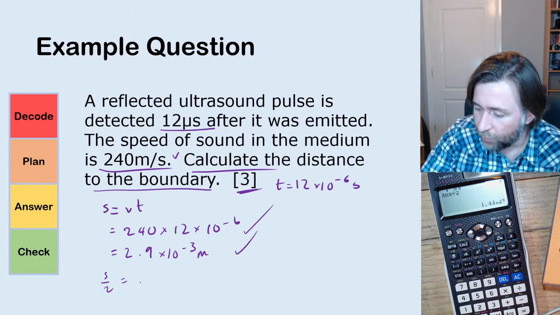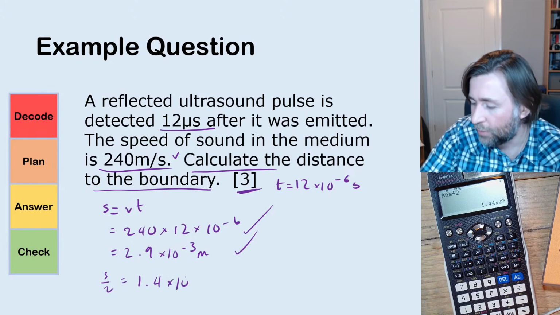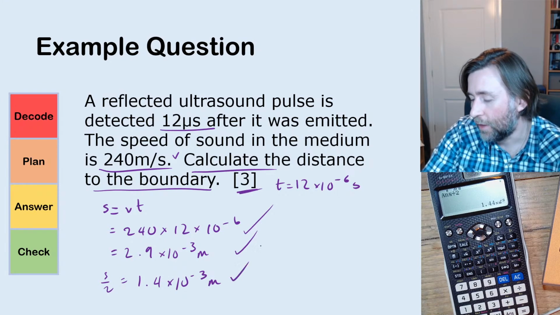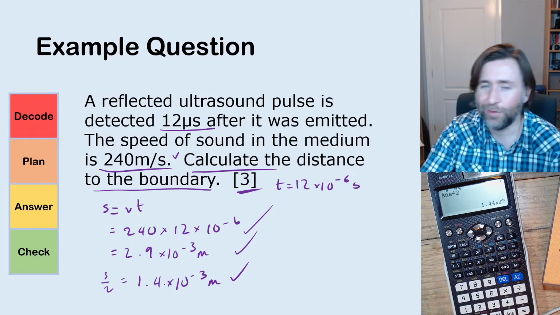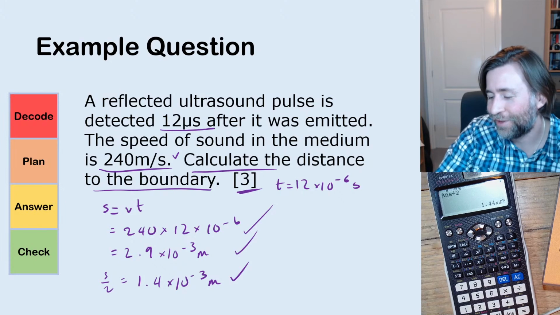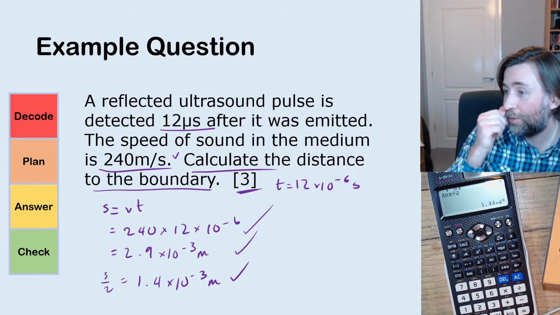So what I have to do finally is do distance over 2 to give me 1.45, if you like, or 1.44 from the rounded form. 1.4 times 10 to the minus 3 meters. Now I know some of you are thinking half of 2.9 isn't 1.4, it rounds to 1.5, but that 2.9 started life as 2.88, so it would actually round down to 1.4.